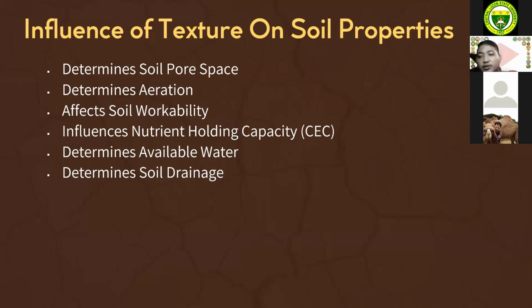So, influence of texture on soil properties. It determines the soil pore space. It determines aeration. It affects soil workability, or yung ating plasticity and stickiness. Then influences nutrient holding capacity, or yung ating cation exchange capacity. It determines the available water. It determines soil drainage. So soil texture really influences other soil properties. So I think it is the texture that is considered to be one of the most important soil physical properties.